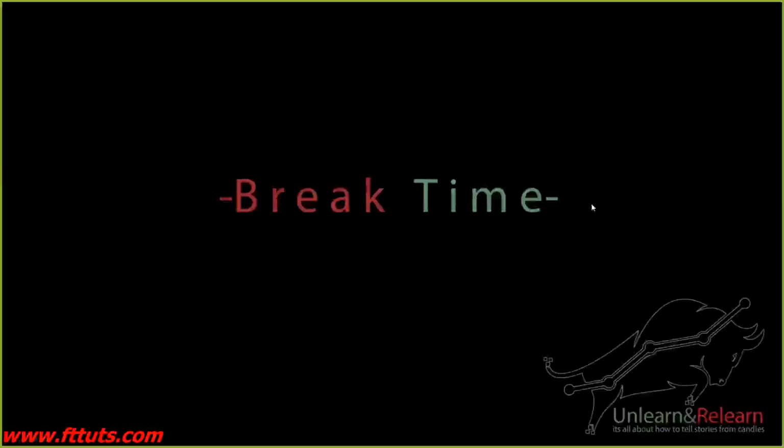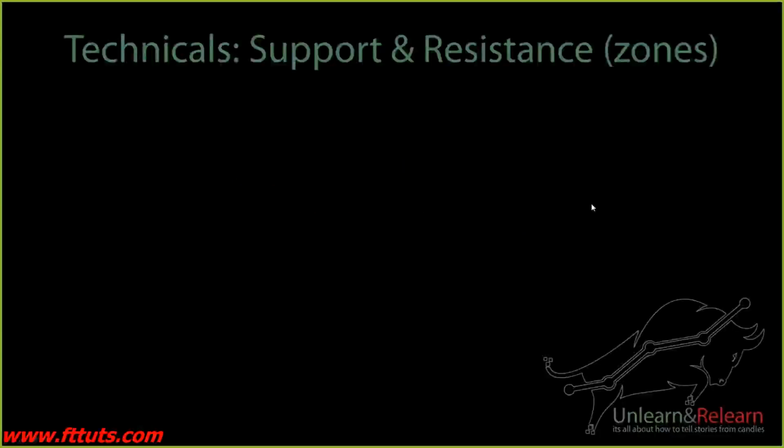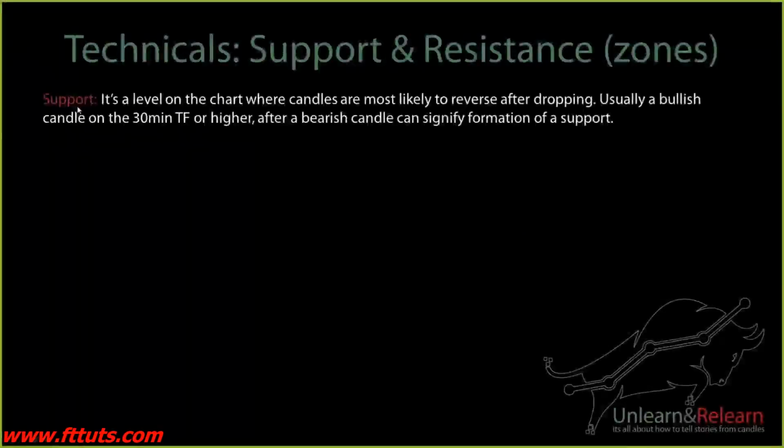So first of all, what we're going to talk about is support resistance zones. A support is the level on the chart where candles are most likely to reverse after dropping. Usually a bullish candle on the 30-minute time frame or higher after a bearish candle can signify the formation of a support. So whenever you have candles moving bearish and you're looking at the 30-minute time frame or higher, if you see a bullish candle forming after that, that's a support formed. This is really, really important to understand.